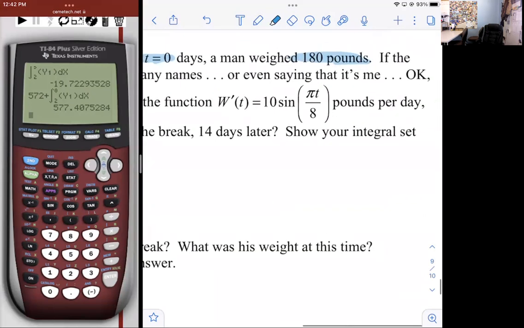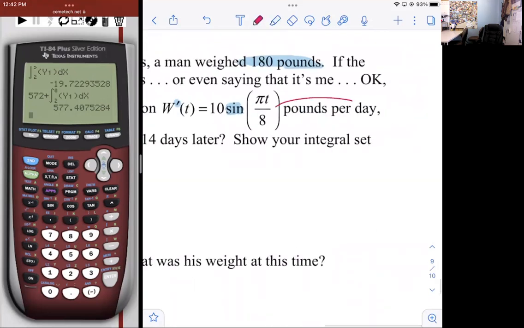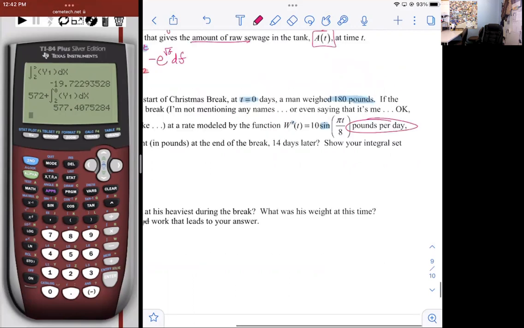At a rate modeled by this. Now notice in this case, the rate equation is W prime. That's fine. You can call it whatever you want. 10 sine of pi t over 8 pounds per day. Notice that the rate at which I gain weight is a sinusoid. I gain weight at an oscillating rate. It's not even a consistent rate. Pounds per day. So let's look at pounds per day real quickly. If I were to integrate pounds per day, I get what unit? Pounds. And if I differentiate pounds per day, I get what? Pounds per day squared. Good.